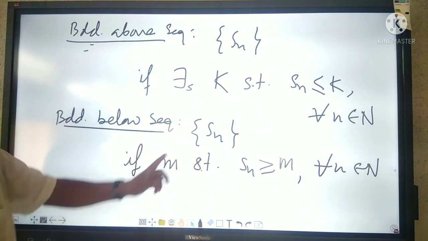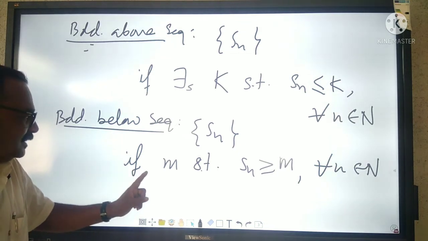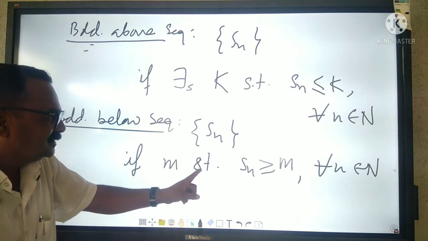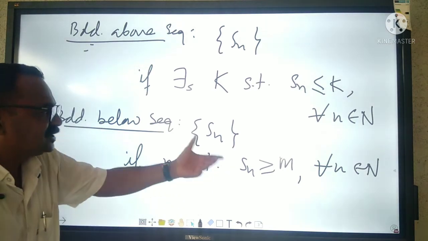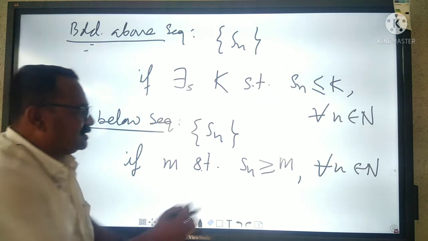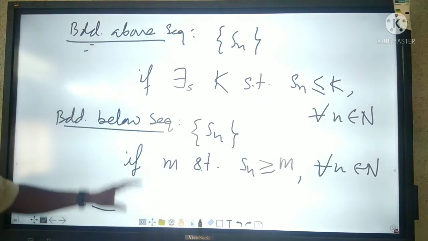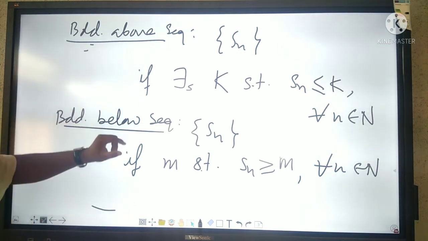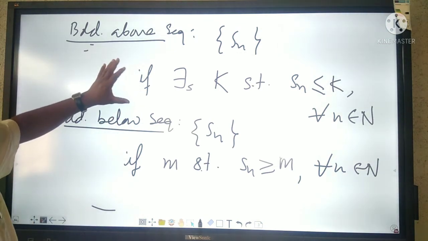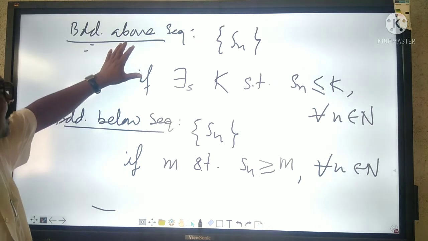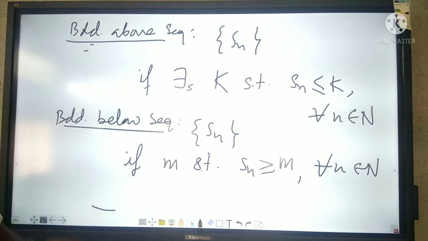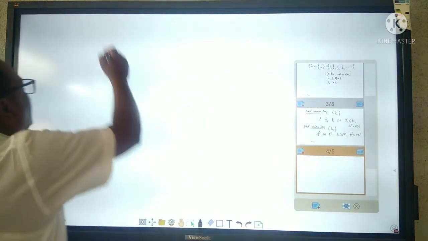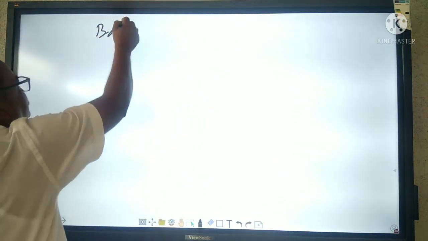A sequence Sn is said to be bounded below if there exists a number small m such that each term in the sequence is greater than that number m. Then we say that the sequence is bounded below. Now, if any sequence Sn is bounded above and also bounded below, then we say that the sequence is a bounded sequence.